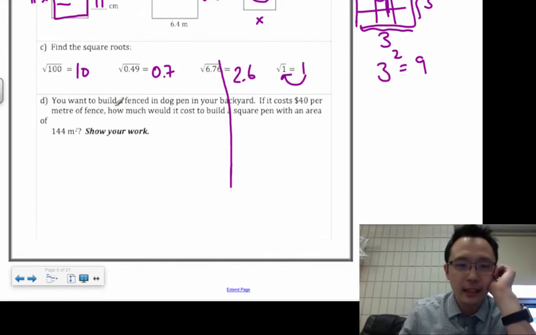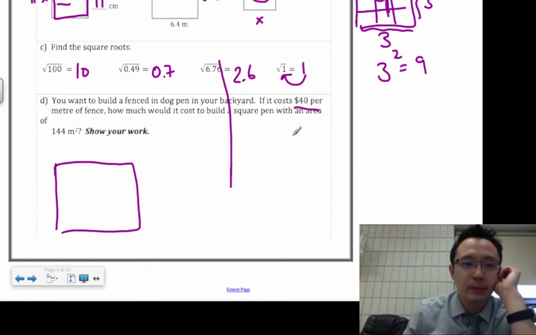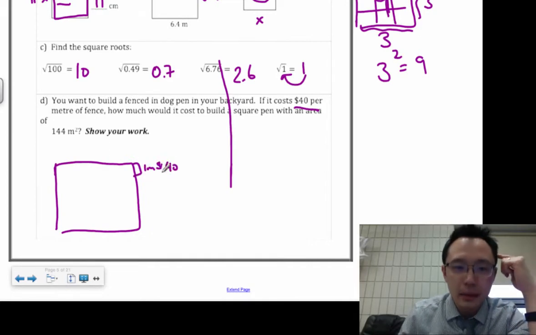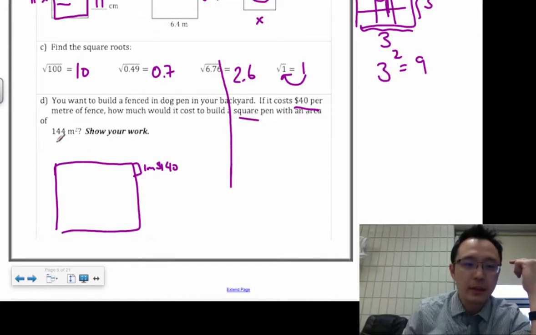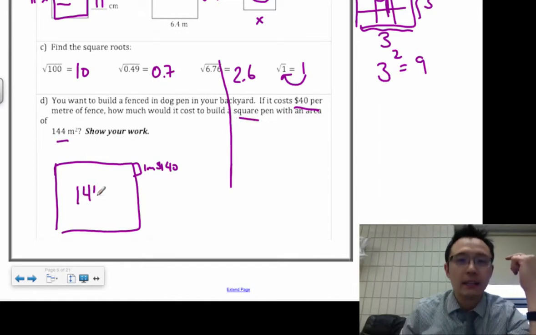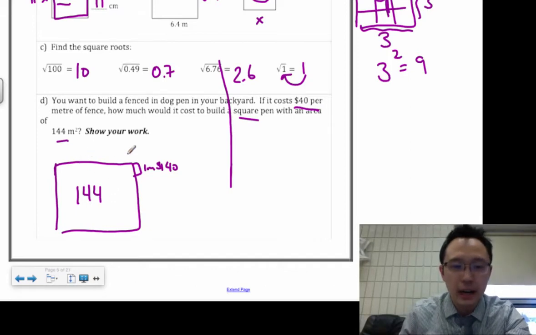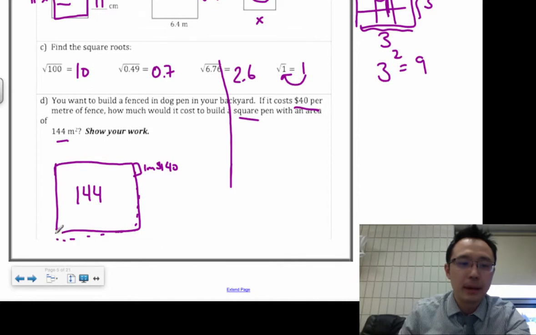You want to build a fence for a dog pen. It costs $40 per meter of fence. So basically 1 meter costs you $40. How much would it cost to build a square pen with an area of this? So basically you know the area. Now you need to figure out how much it is to build this fence all around the playpen.